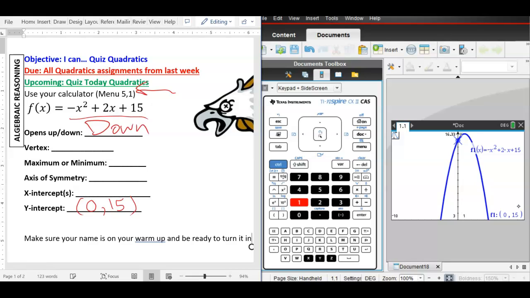Vertex. Now, if we move to the right, we can get to the top of this hill, and it tells us what it is. See the little yellow box? So it says it's a maximum, right? So it is a maximum, so we can put that, and then it tells us the vertex point at the bottom here, 1, 16, and it's a maximum. If it was at the bottom of a U shape, it would be a minimum.